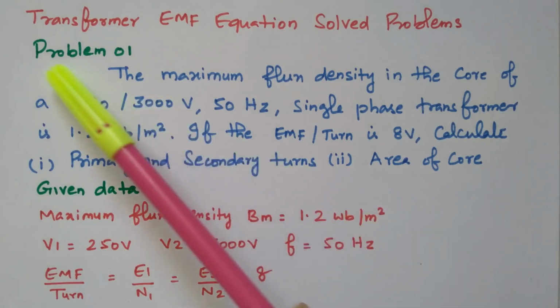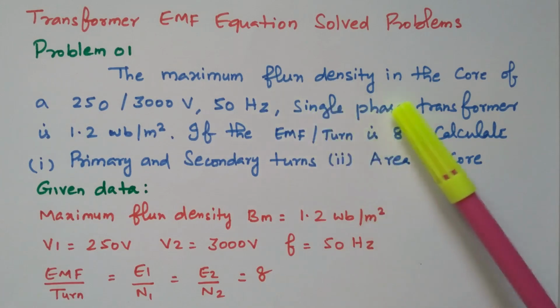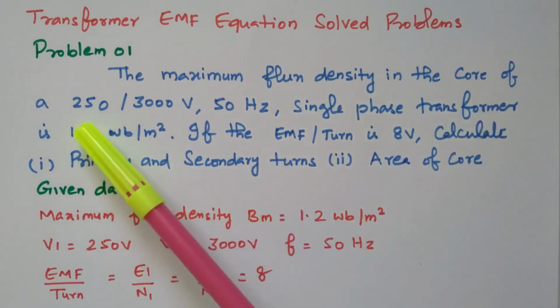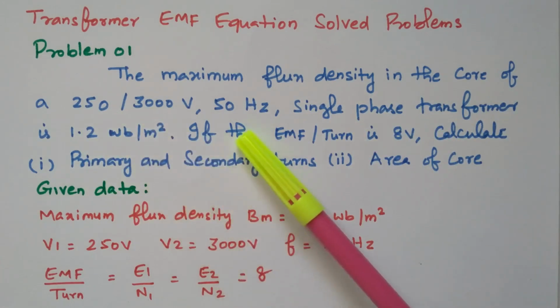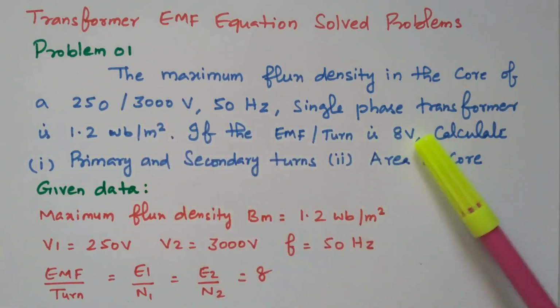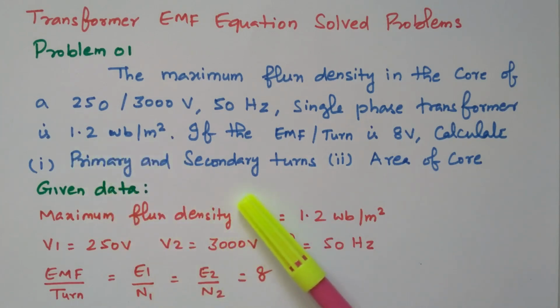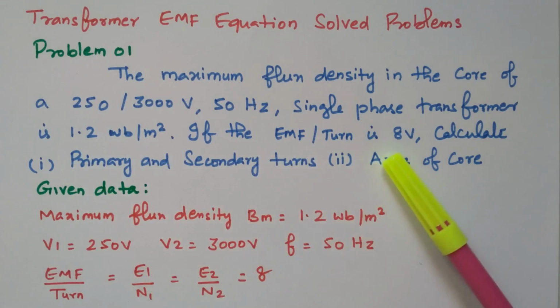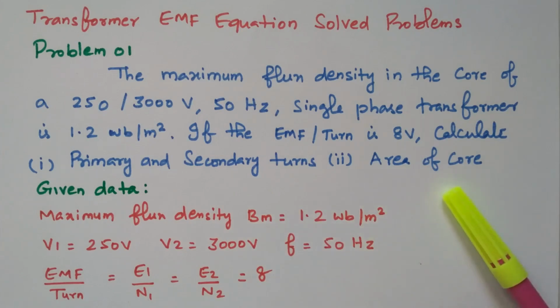Now we'll go to the first problem. Problem 1. The maximum flux density in the core of a 250 volt/3000 volt, 50 Hz single phase transformer is 1.2 Weber per meter square. If the EMF per turn is 8 volt, calculate the primary and secondary turns and area of the core.